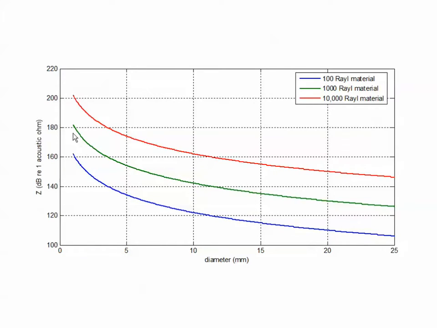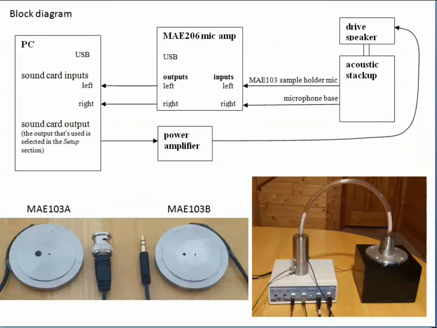Then these other curves show how the impedance increases as you go to a 100 rayl material and a 10,000 rayl material. 10,000 rayl materials are available, but they are a bit uncommon. Here's a block diagram of the system. I won't go through it in detail here.